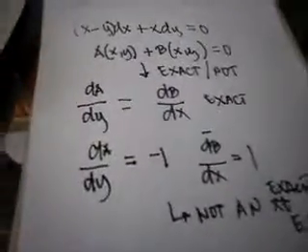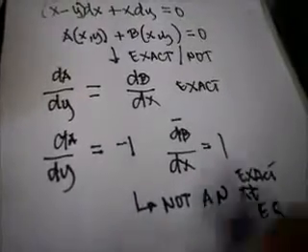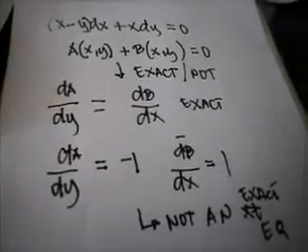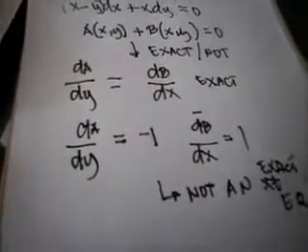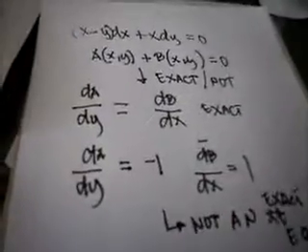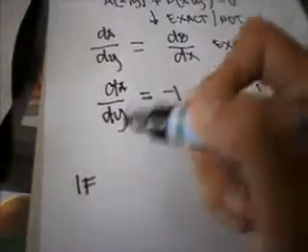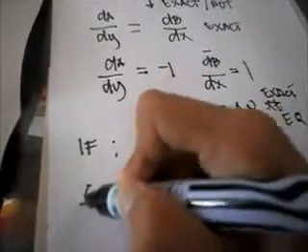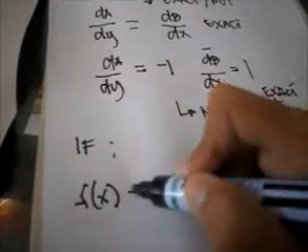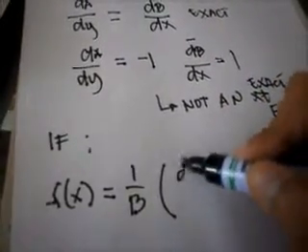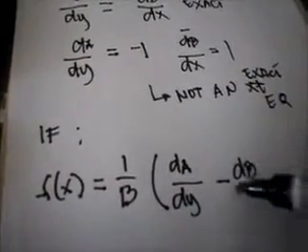So what do we do next? We need to find an integrating factor. That integrating factor will be the one to make our non-exact equation an exact equation. So how do we find our integrating factor? Let's denote that one as IF. We have this formula for finding the integrating factor of a non-exact equation: 1 over b times the derivative of a with respect to y minus the derivative of b with respect to x.